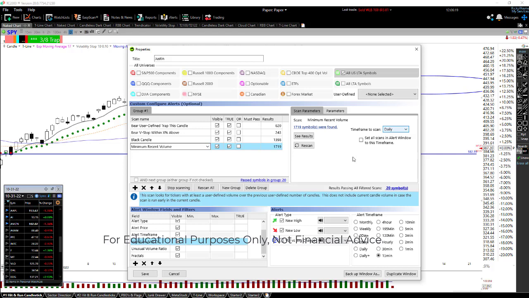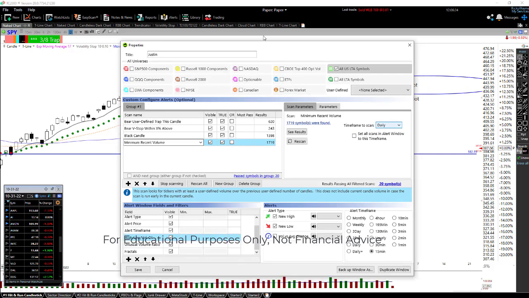Really easy to do. Super easy if you've done it before. If you haven't done it, it can be a little bit aggravating.